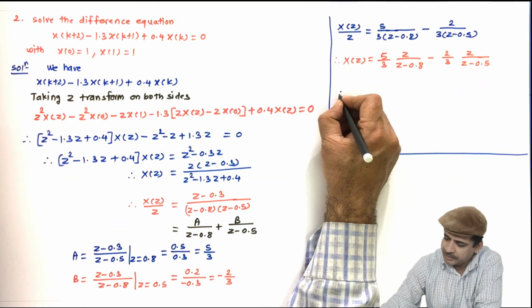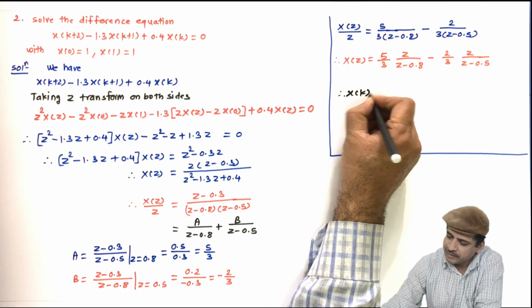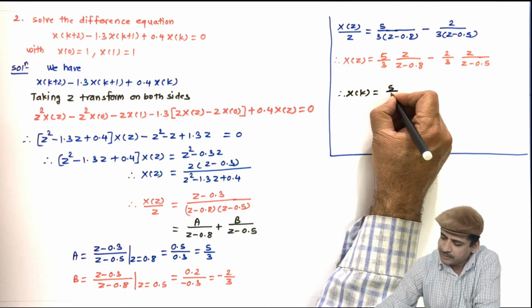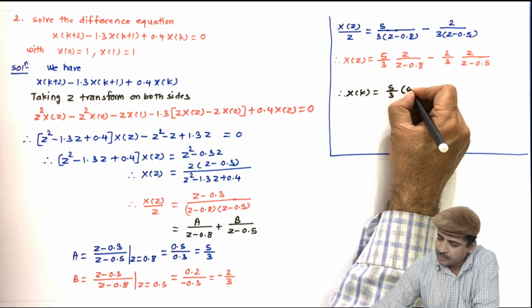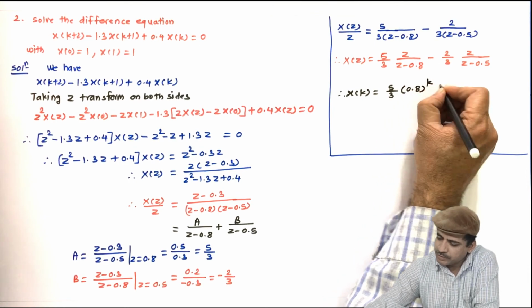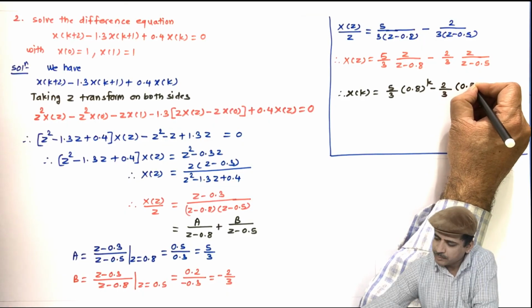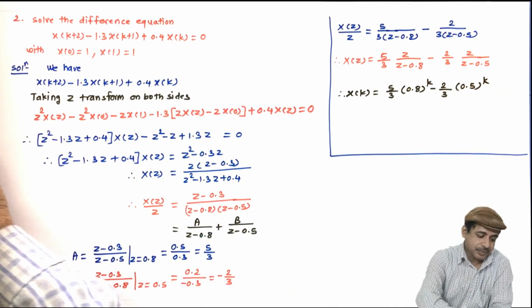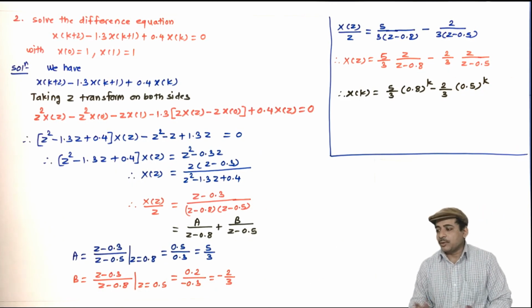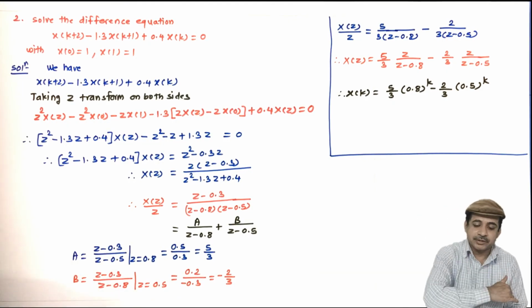And now taking inverse z. So x of k is equal to 5 by 3 into 0.8 raised to k minus 2 by 3 into 0.5 raised to k. So I solved a couple of examples. Now let us consider the steps.